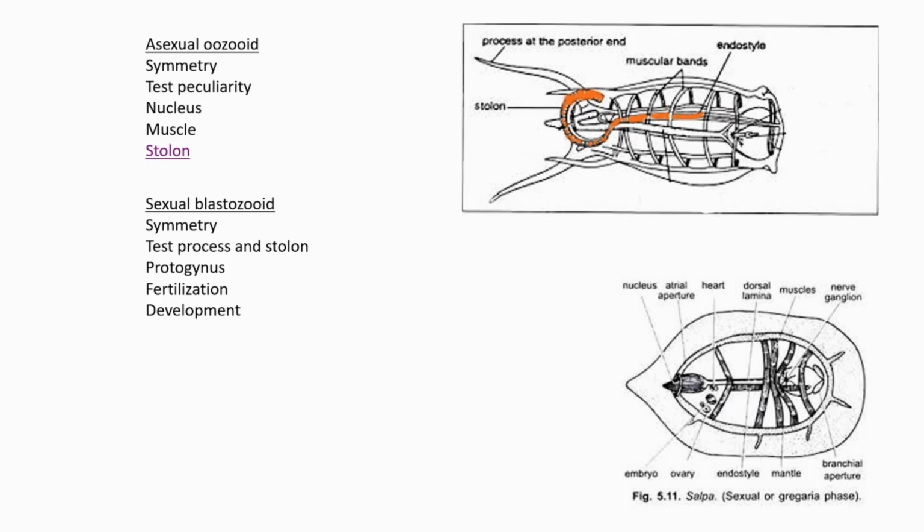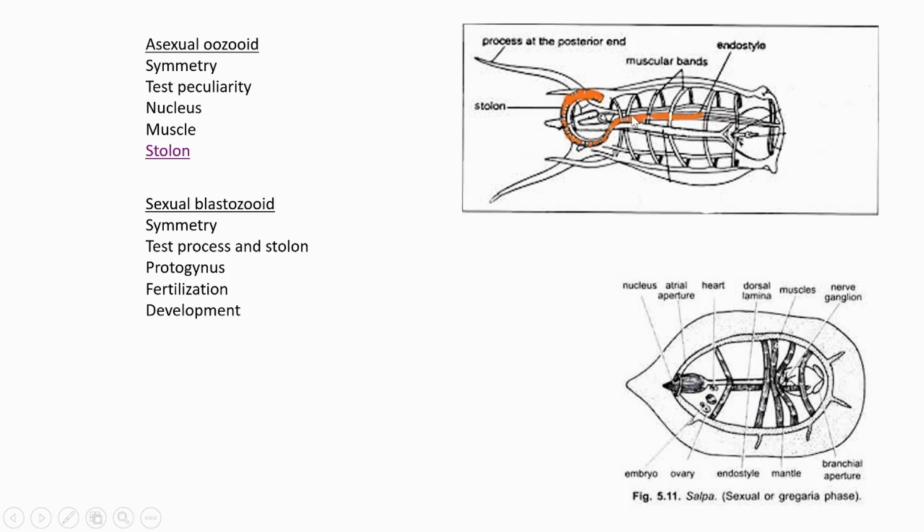Then I am going to explain about the stolon. What is stolon? This asexual oozoid, otherwise called the solitaria phase, doesn't have any gonads, but it develops a ribbon shaped structure called the stolon. Stolon means a ribbon shaped structure. From where is it developing? It develops from a region near the endostyle.